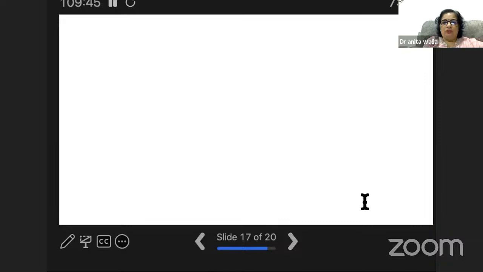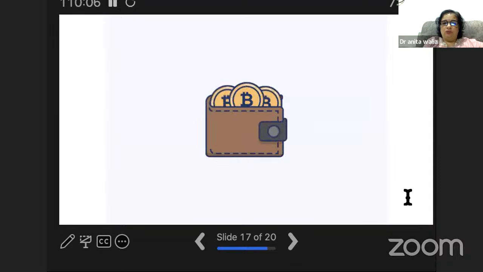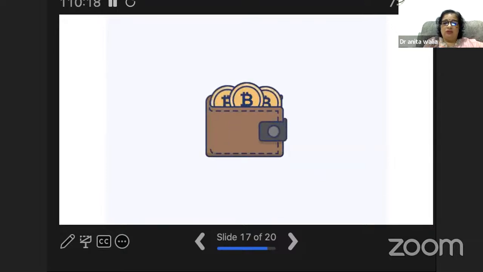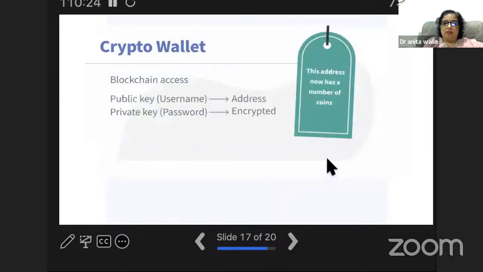Now, there is one more term which I'm going to explain in the last part, which is called crypto wallet. Now, we were talking about cryptocurrencies, and we also learned that when we add a transaction to the blockchain, you need a unique username and a password. So what is actually a crypto wallet? I'm going to explain that. To add a transaction on a blockchain, you need a very unique username and password. Okay. And on the blockchain, that means a public address and a private key to access that address.